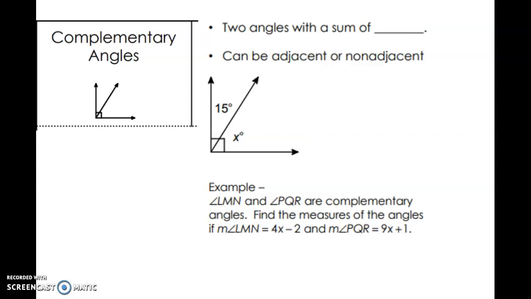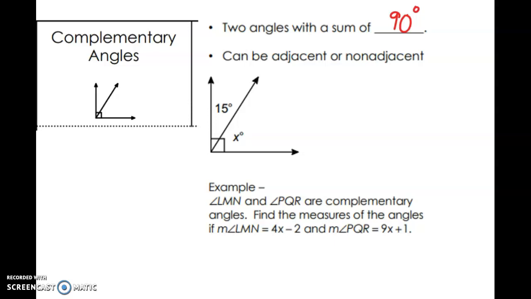Okay, so we're going to do half of our foldable with this lesson. We're going to do the tabs that are complementary and supplementary angles. So let's start with complementary angles. Go ahead and open the tab and it should show this description. So what it means to be complementary is two angles that have a sum, or that add up to 90 degrees. They can be adjacent or non-adjacent.